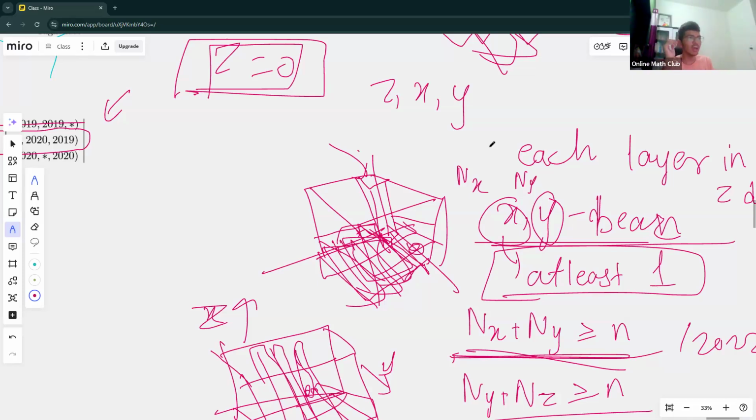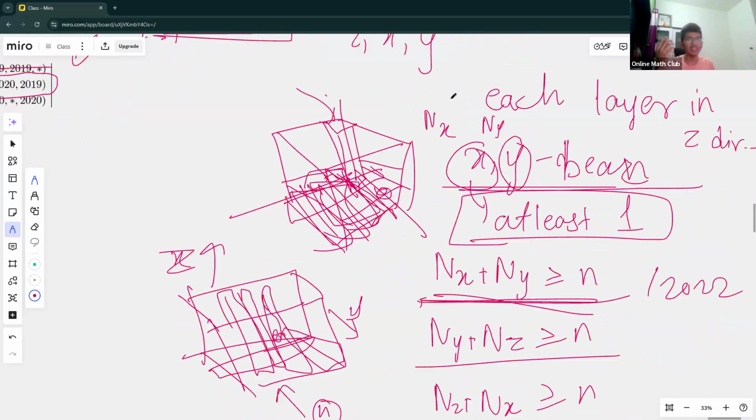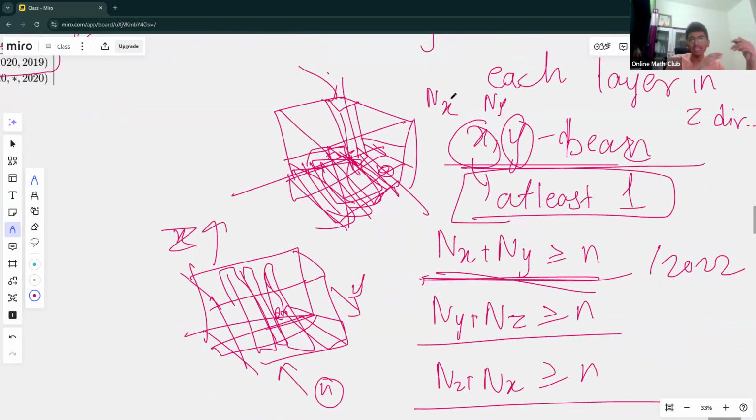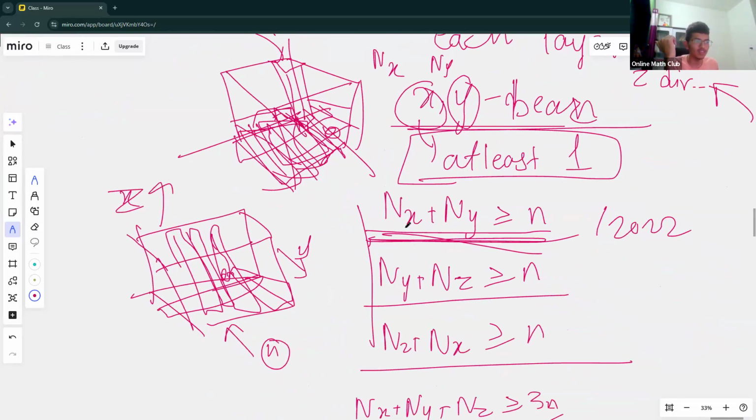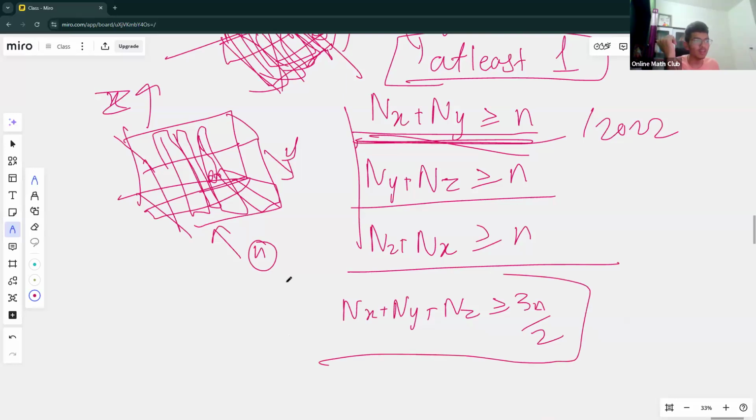Yeah, yeah. Okay, now does everyone understand? Suppose you consider any X or Y beam, then we always have to cover the upper part of that. And that's why we always have to cover at least something in each layer. So we get at least n. And for each direction, we do the same thing. And so we get the bound is at least 3n by 2.